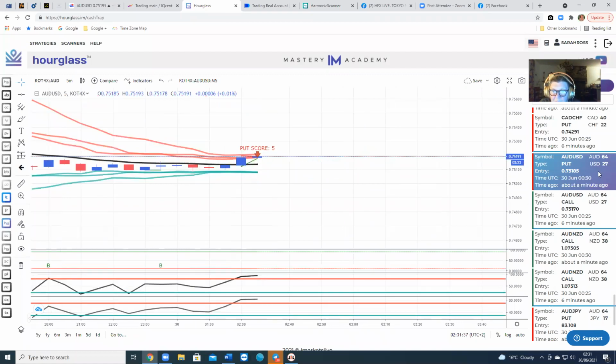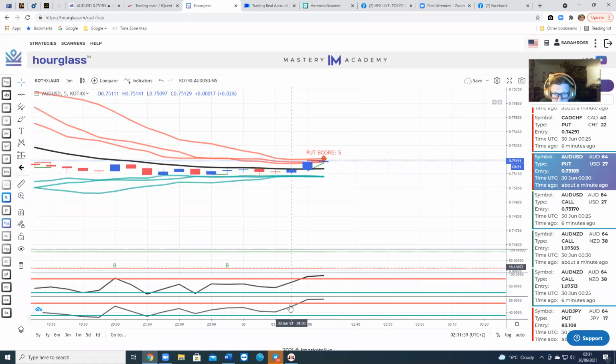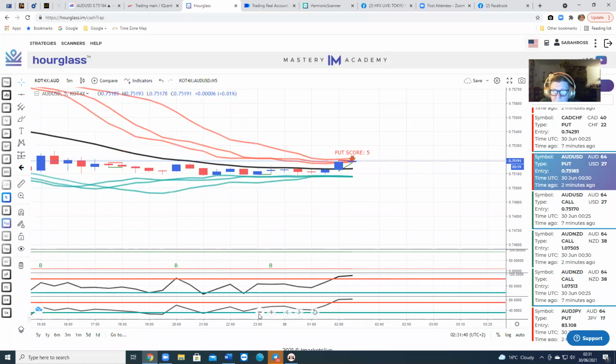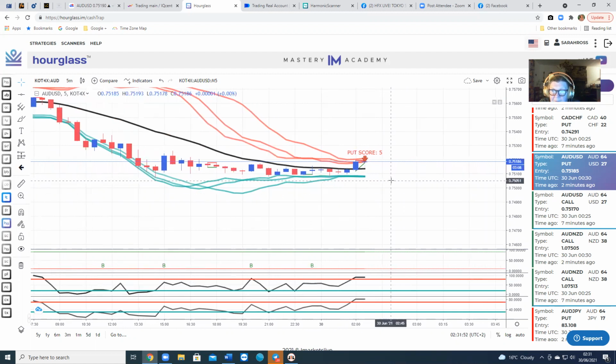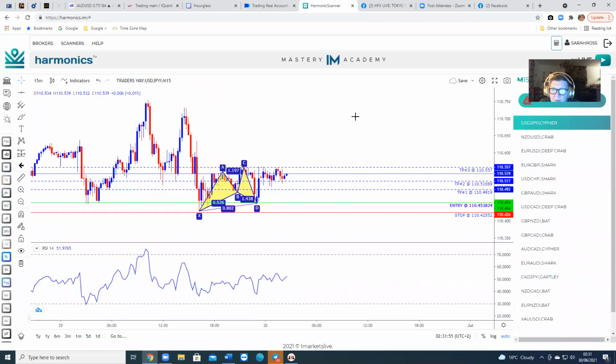I know it says put score of 5, but you have to let the market do what it wants to do. So you can see it's above the midline. The Bollinger Bands are quite tight. It's in the overbought area, but we've got 64 to 27. I don't think show you it on the scanner. I don't think there is one just to show you how price is moving.